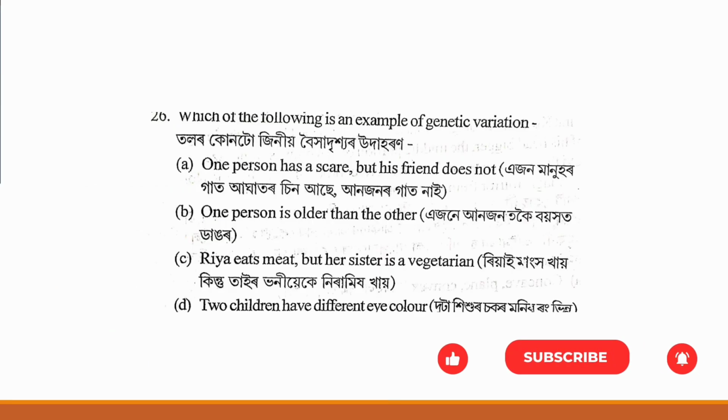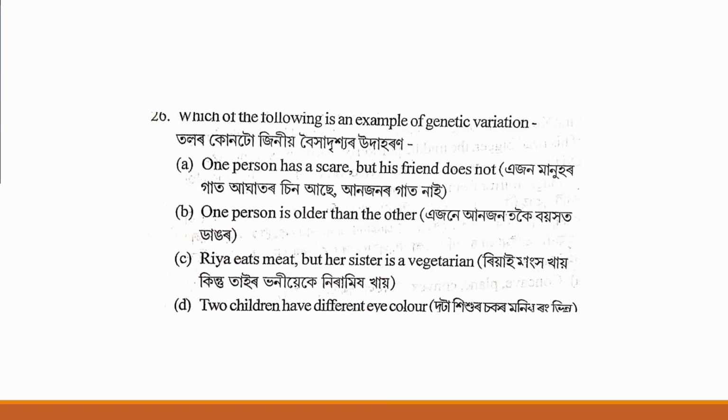So here in question number 26, the question is, which of the following is an example of genetic variation? Option A: one person is scared but his friend does not. Option B: one person is older than the other. Option C: Ria eats meat but her sister is a vegetarian. And option D: two children have different eye color.